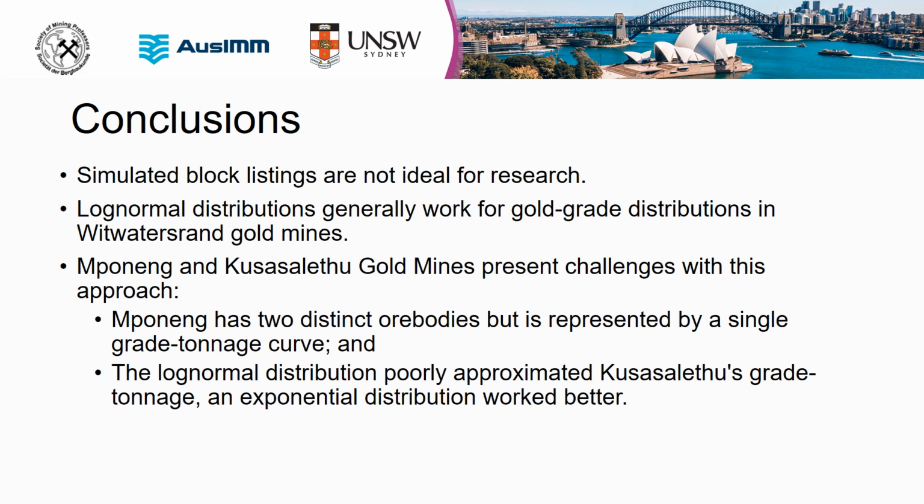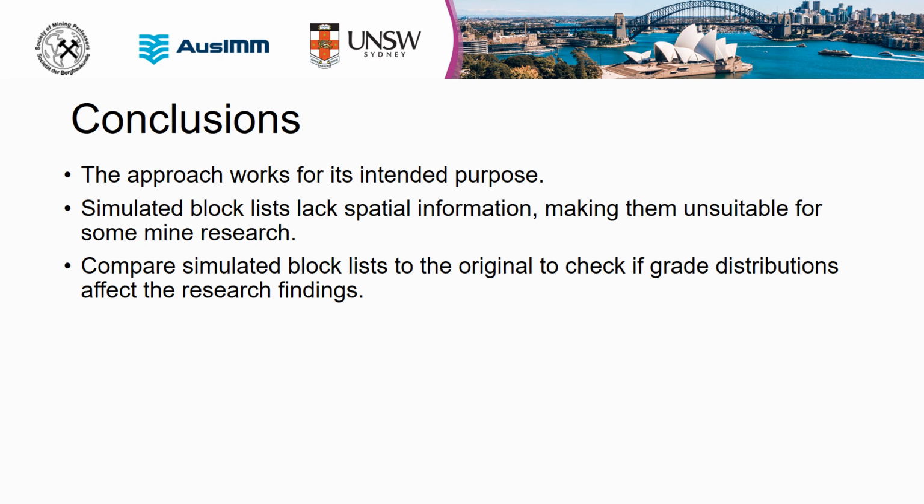Mponeng and Kusasalethu gold mines present unique challenges because Mponeng has two distinct ore bodies, but it is only represented by a single grade tonnage curve in the published mineral resource and reserve documents. And the log normal distribution poorly approximates Kusasalethu's grade tonnage due to applying a resource cutoff grade, and in this case the exponential distribution worked better. It was found that this approach worked for its intended purposes.